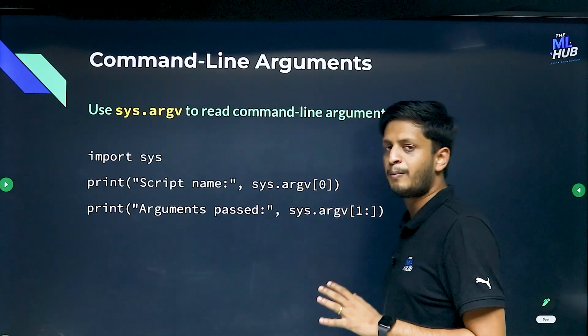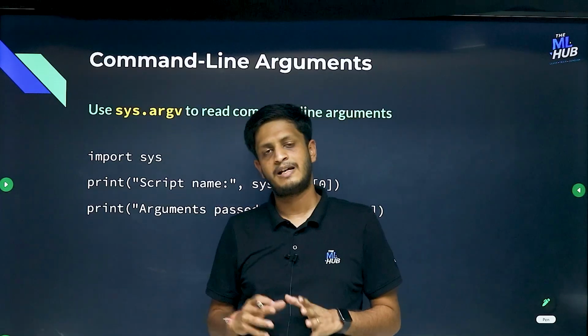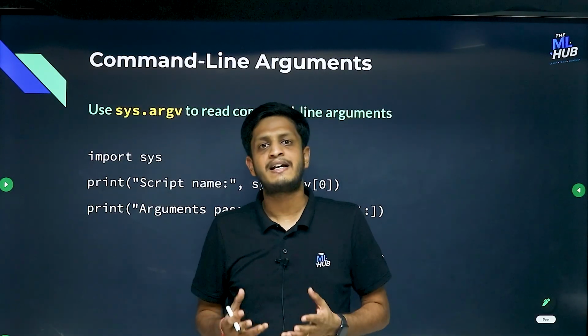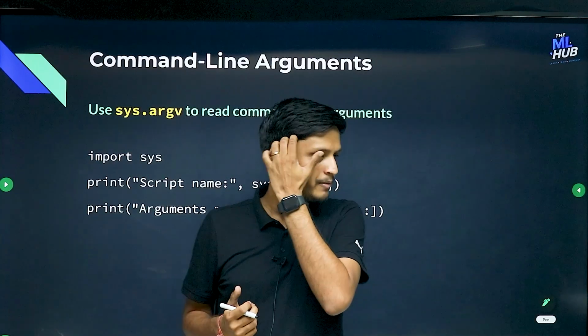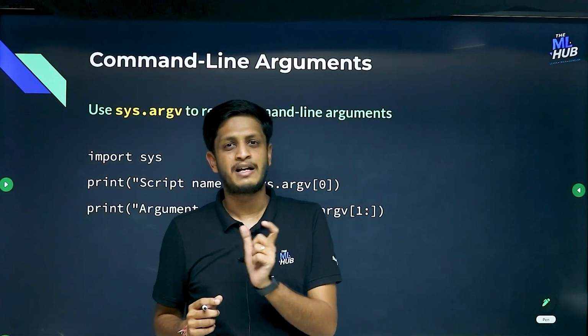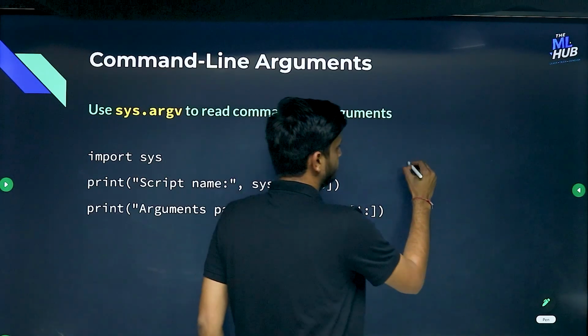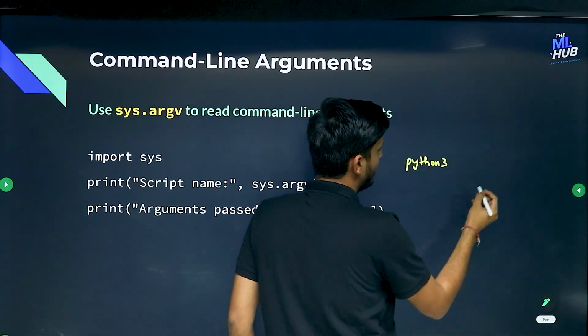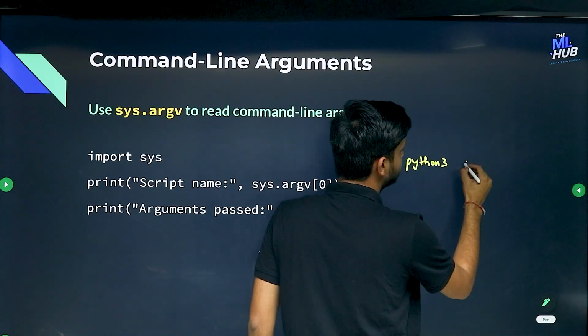Okay. So this is all about inputting data in Python, and we can also pass command line arguments. So what are command line arguments? We know if we have to run a Python script, we use the python3 command, right? Like this. python3, and then let's say my script name is script.py.